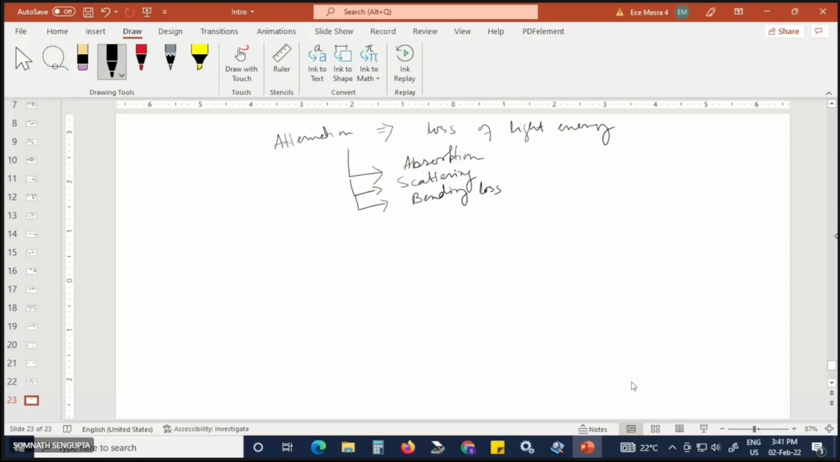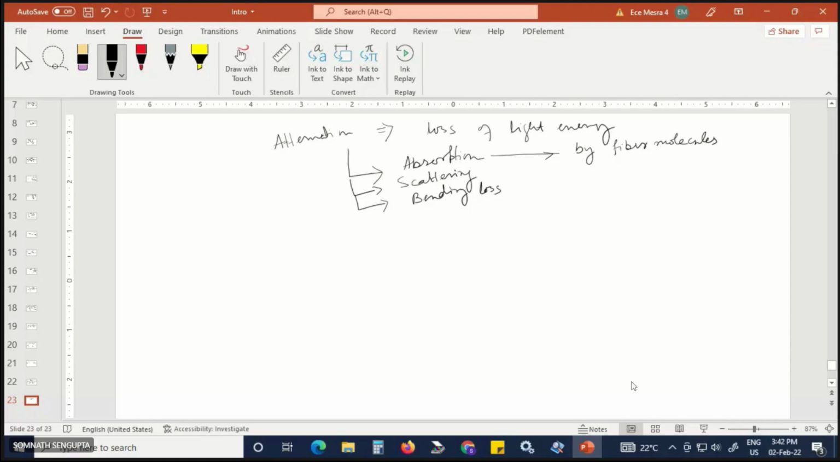Absorption means absorption by fiber molecules. Okay, so the fiber molecule itself absorbs the light. Light is composed of photons, photon energy, light energy, photon particles. So one fiber molecule absorbs one photon, then what will happen? The number of photons will be reduced, so this light energy will be reduced simply.